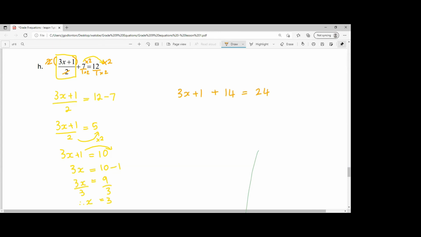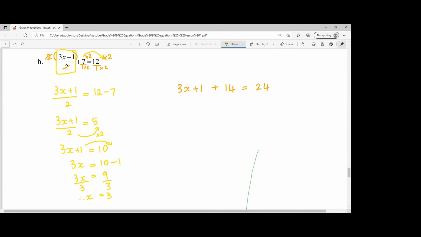Now, if this method is completely freaking you out, please don't stress. Just stick with the yellow. If you learned it the orange way in class, then the orange way might feel a little bit less stressful. So you must do whichever way you feel comfortable with. You get to the same end point. Okay, so now I'm going to just move those over. So I'm going to have 24 minus 14 minus 1, which gives me 9. I'm going to divide both sides by 3. And so x is equal to 3.